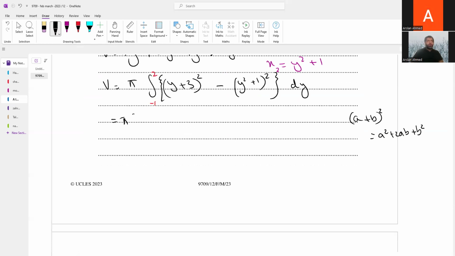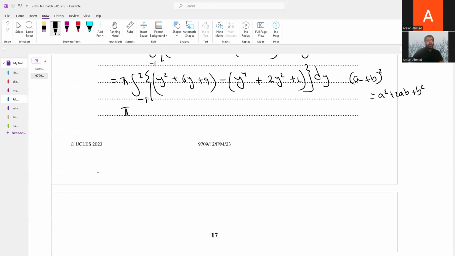So it would become pi integral of minus 1 to 2 of (y squared plus 6y plus 9) minus (y⁴ plus 2y squared plus 1) dy. It would become pi times the integral from minus 1 to 2 of negative y⁴ plus y squared minus 2y squared plus 6y plus 9 minus 1.